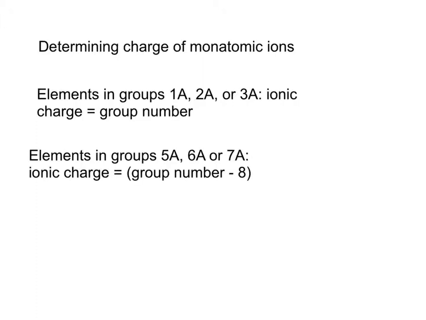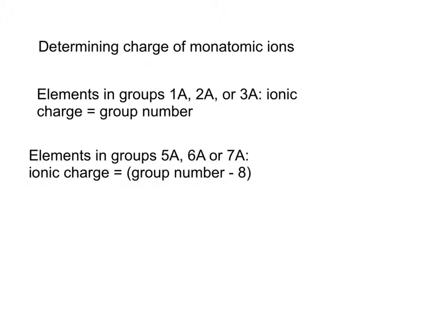Elements in group 5A, 6A, or 7A, the ionic charge is equal to the group number -8. So back to our example of sodium and chlorine, right? Chlorine comes from group 7, so if I take 7, take away 8, that gets me -1. So all those elements in group 7A, those halogens, when they form ions, will have a charge of -1. Group 6A is the group that includes oxygen and sulfur and selenium. So if you see those as part of a compound, then we take the group number, which is 6, subtract 8, and you get -2. So the charge on an oxide ion is -2. The charge on a sulfide ion is also -2.